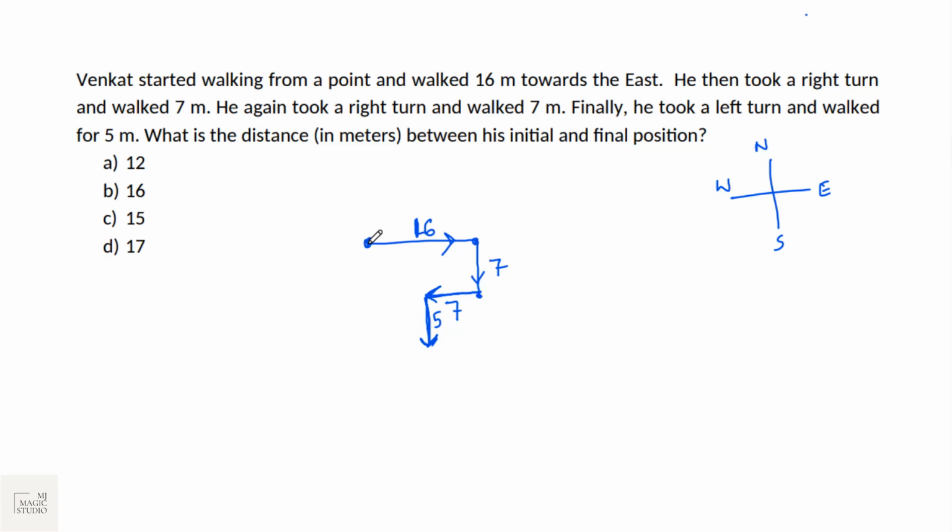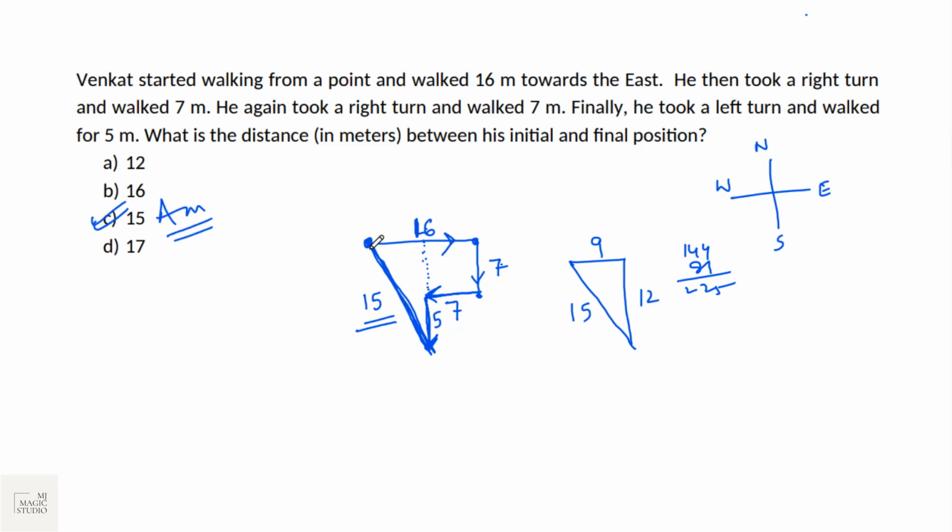What is the distance between the initial position and final position? This is the initial position, this is the final position, and the diagonal distance between them is the shortest distance. So we can frame a right angle triangle here. So this is 7 and 5, 12, and 16 minus 7 is 9. So 144 plus 81, 225, root over 225 is 15. So the shortest distance between the initial position and final position is 15 meters. Option C is the pick. Try to form the right angle triangle if possible and then use the Pythagoras theorem.